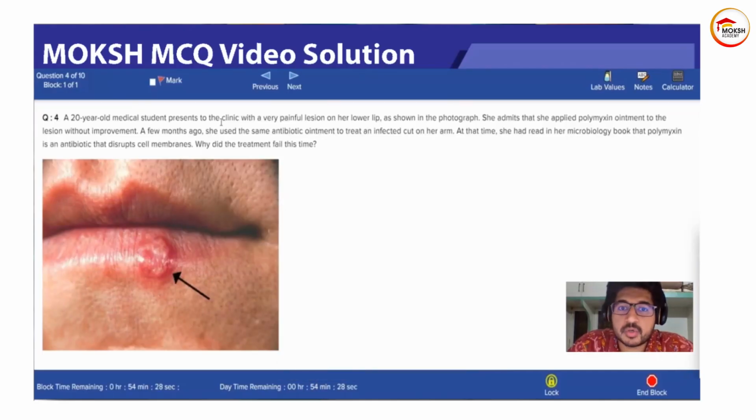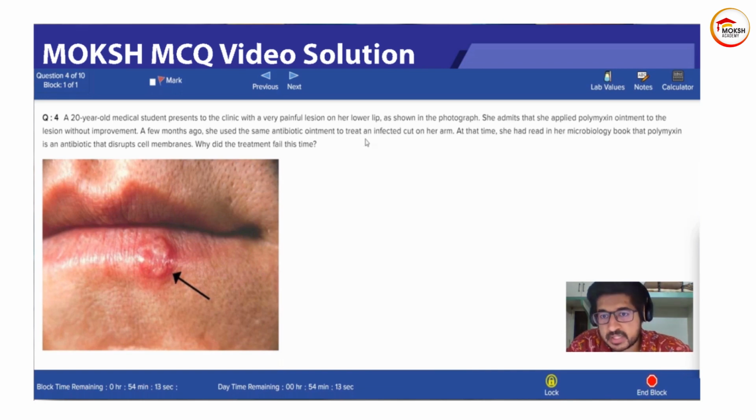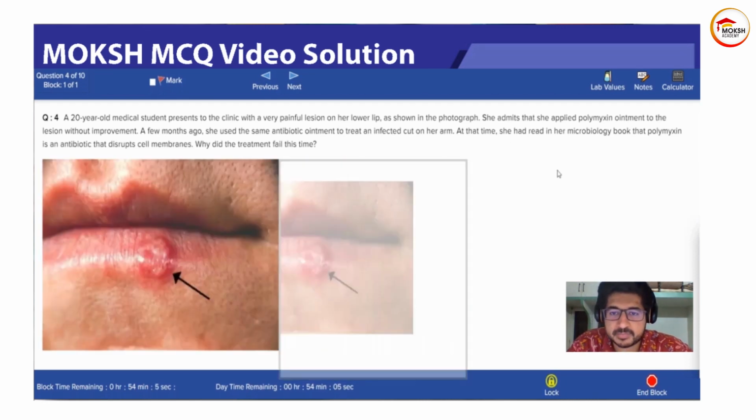So, a 20-year-old medical student presents to the clinic with a very painful lesion on her lower lip, as shown in the photograph. She admits that she applied polymyxin ointment to the lesion without improvement. A few months ago, she used the same antibiotic ointment to treat an infected cut on her arm. At the time, she had read in a microbiology book that polymyxin is an antibiotic that disrupts cell membrane.